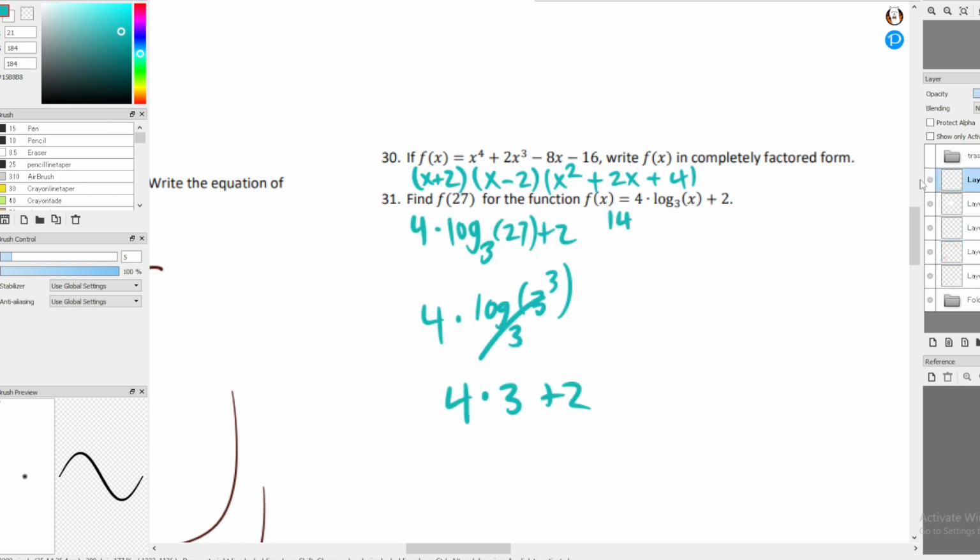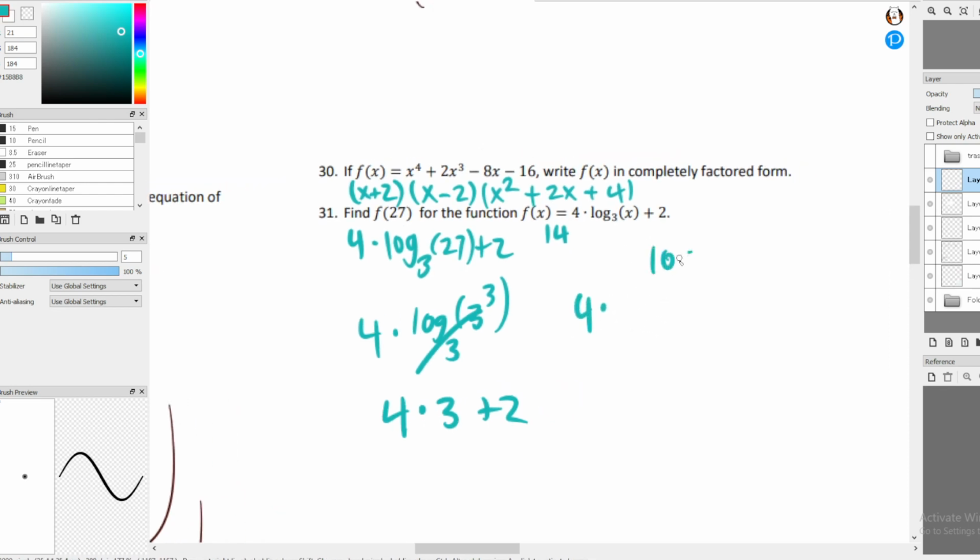However, I know that a lot of people kind of balk when there's a log base 3 of 3. So an alternate way of going about this would be doing 4 times, we could plug this into our calculator by doing log 27 over log 3. This is our change of base formula, giving you a log 27 on top and a log 3 on the bottom. And you can plug it into your calculator like this.